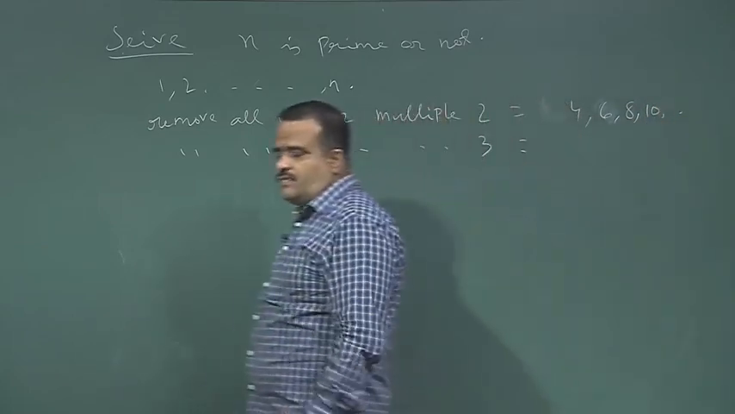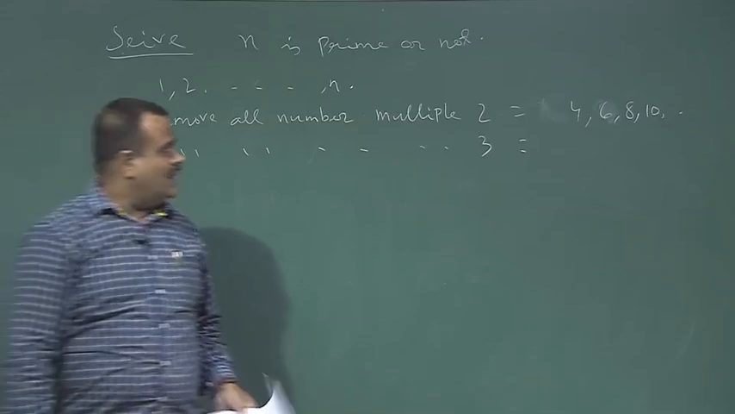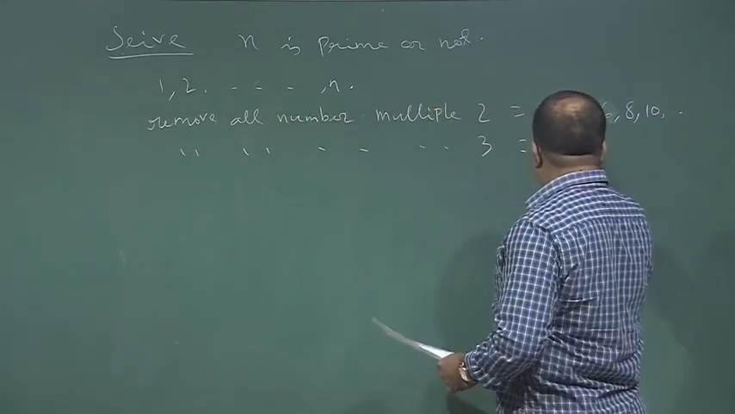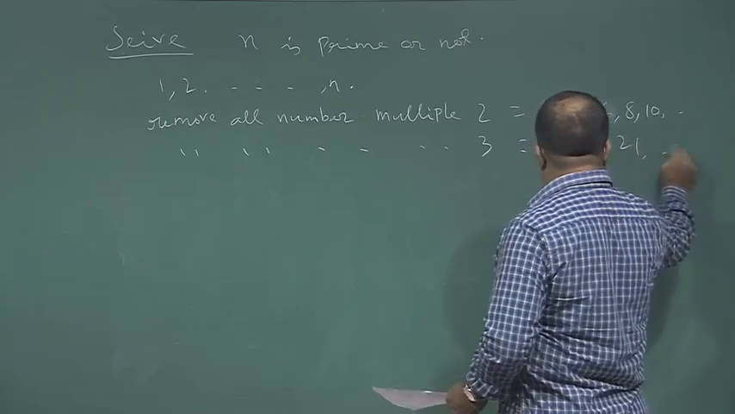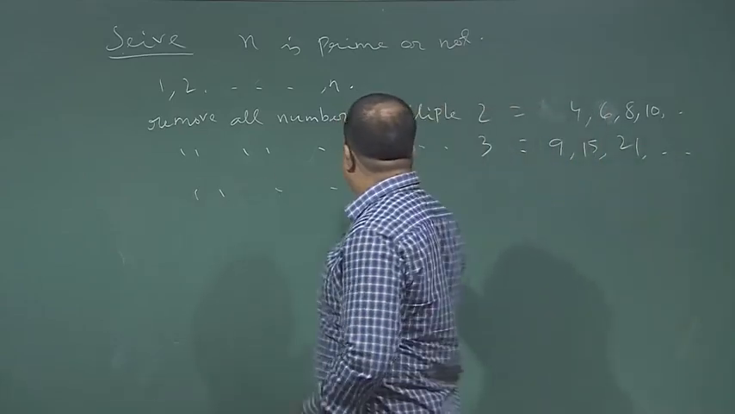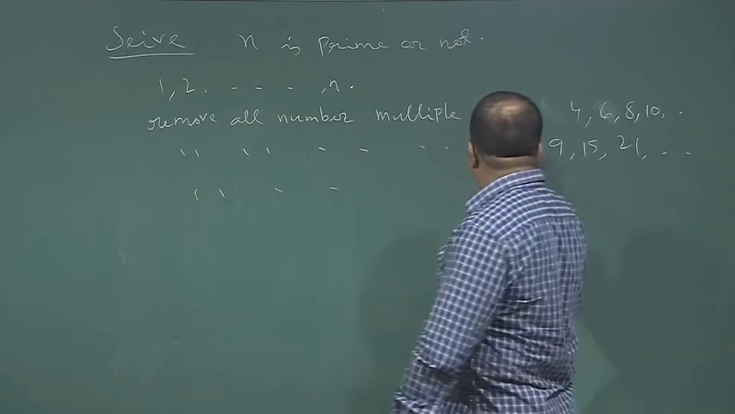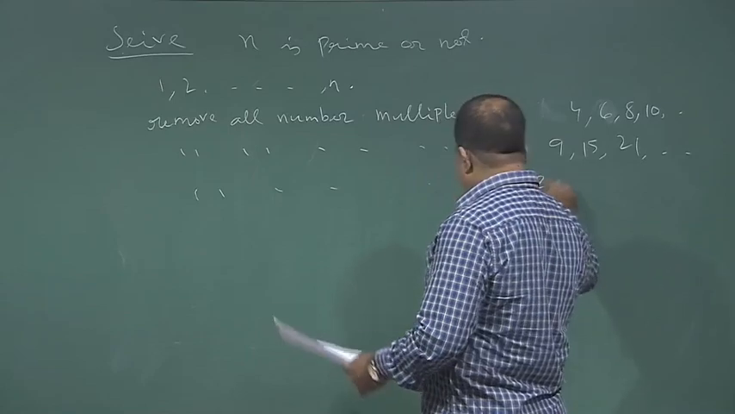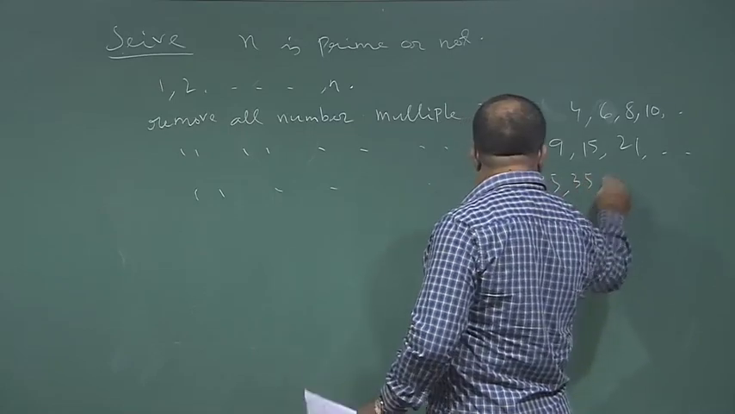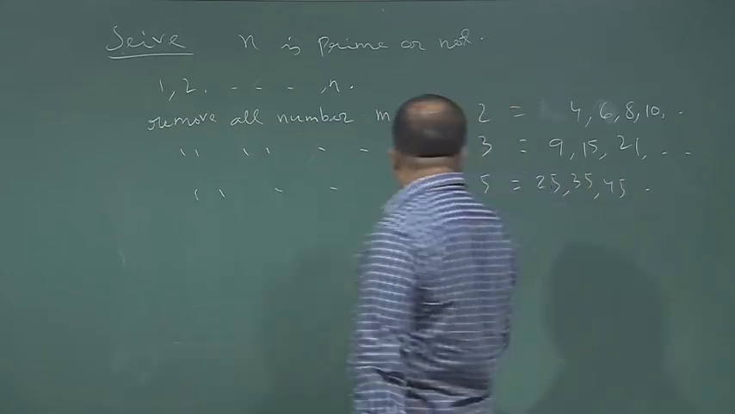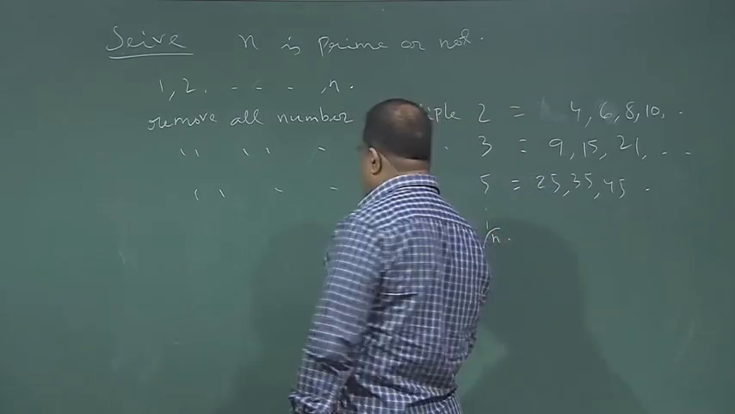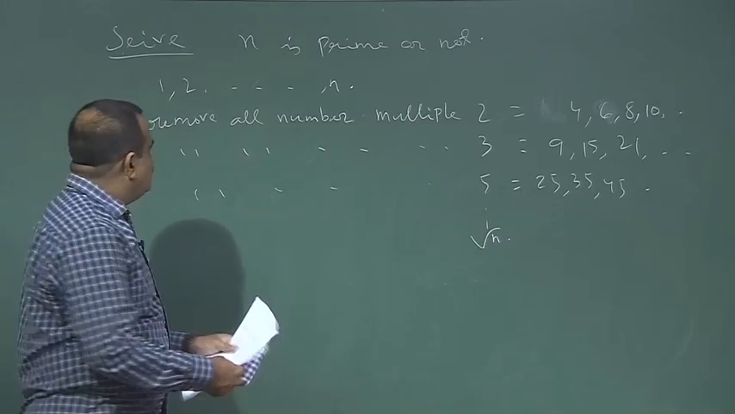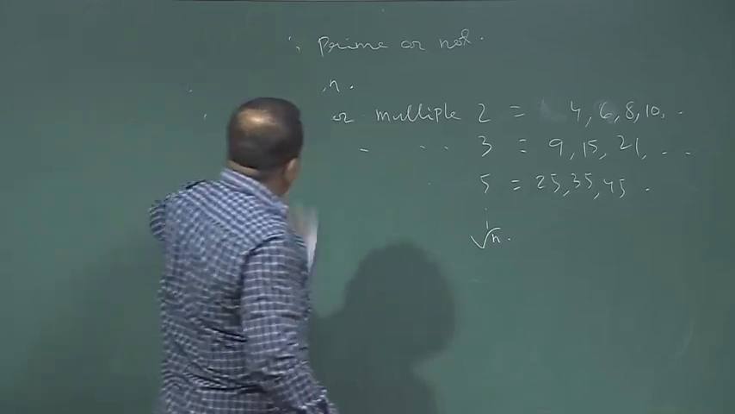Then we remove all the numbers which are multiples of 3 and which were not removed by 2. So, this is basically 9, 15, 21 and so on. Then we remove all the multiples of 4, but that is covered under multiples of 2. So, we remove all the multiples of 5, 45 like this. This way we continue up to root n, removing all the numbers which are composite.